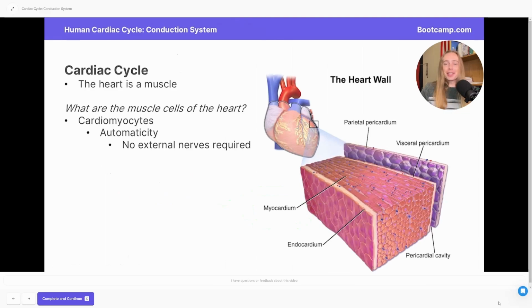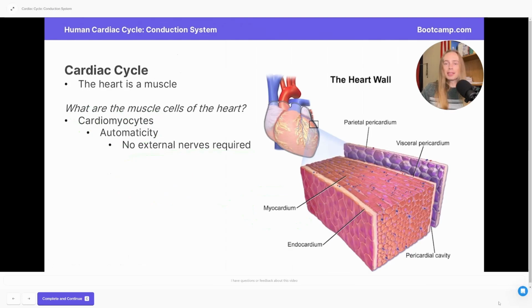And great, so the muscle cells of the heart are known as cardiomyocytes, and if we break this term down, we see that cardio indicates heart, myo indicates muscle, and cytes means cell. One thing that makes these cardiomyocytes different from the other muscle cells in the body is that they have a property known as automaticity. This property of automaticity indicates that cardiomyocytes are capable of generating an action potential with no external nerve telling them to do so.